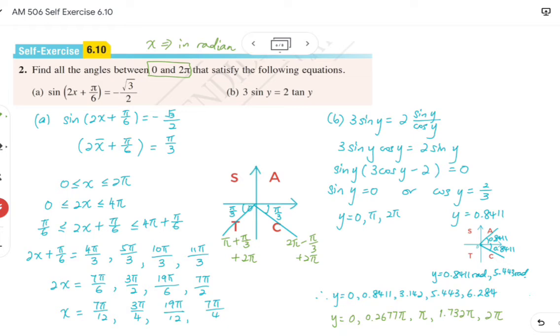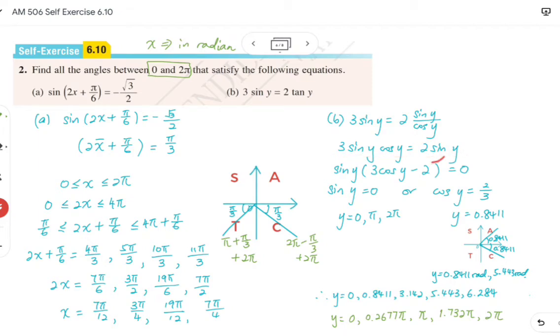B. 3 sine y equals 2 tangent y. So we have sine y and tangent y. The only common thing is from tangent. Tangent can be changed to sine y over cosine y. And we don't like the fraction, therefore we multiply by cosine y on both sides, so that we have 3 sine y cos y equals 2 sine y.